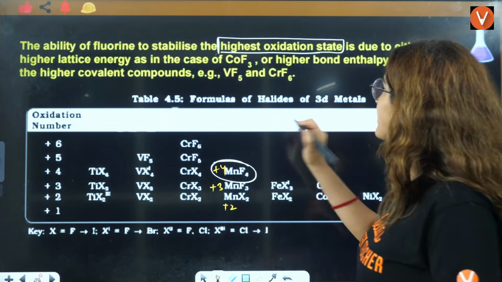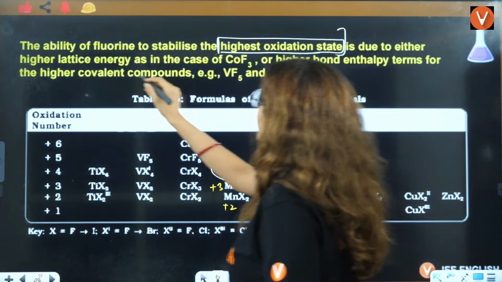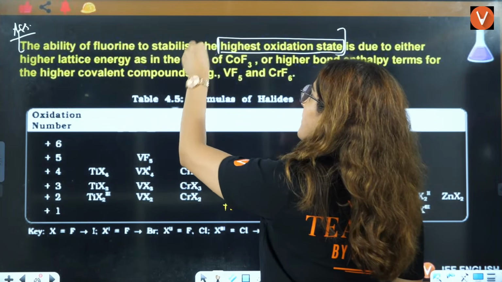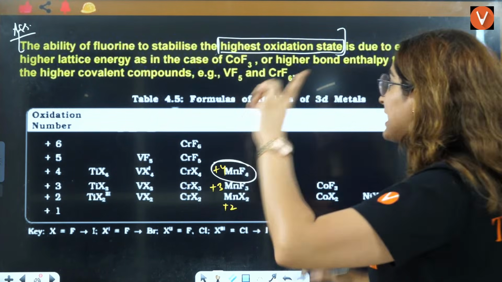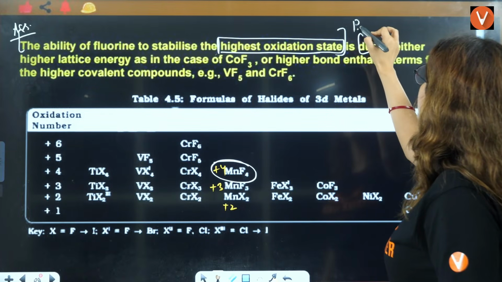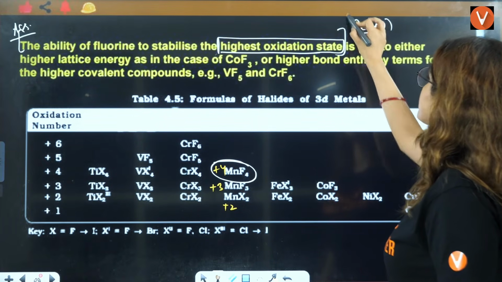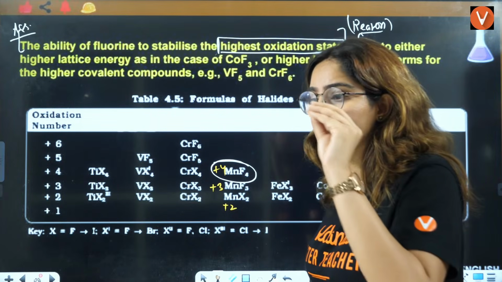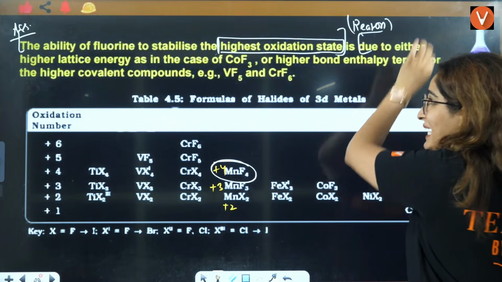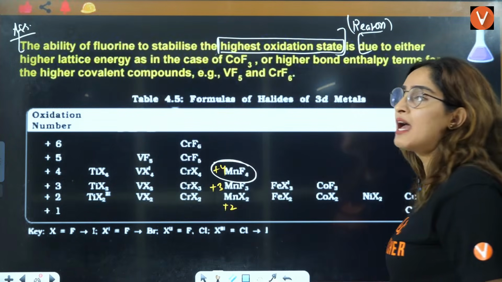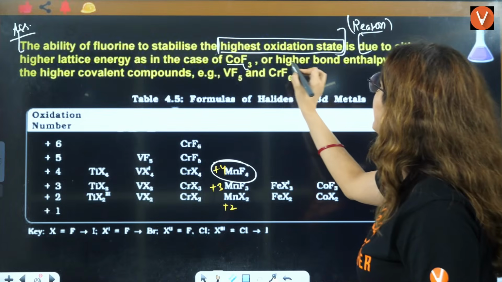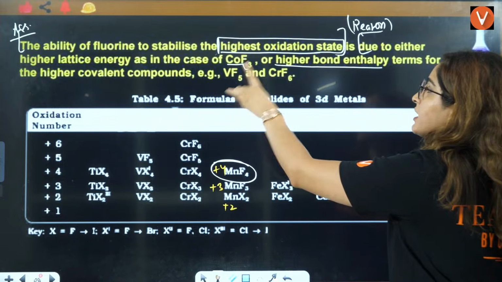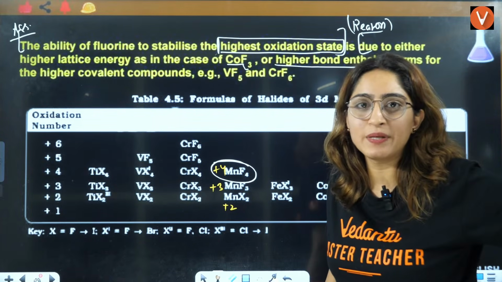How? This is the assertion that they can ask you: fluorine has the ability to stabilize higher oxidation states. What is the reason? Reason is, for sure it is because of the electronegativity, but let's see the proper reason behind that. Due to either higher lattice energy, as in the case of CoF3, or higher bond enthalpy in terms of higher covalent compounds. Now, what happens here?